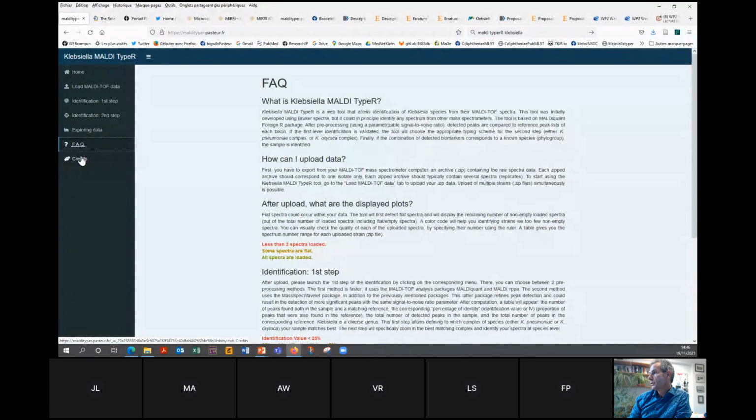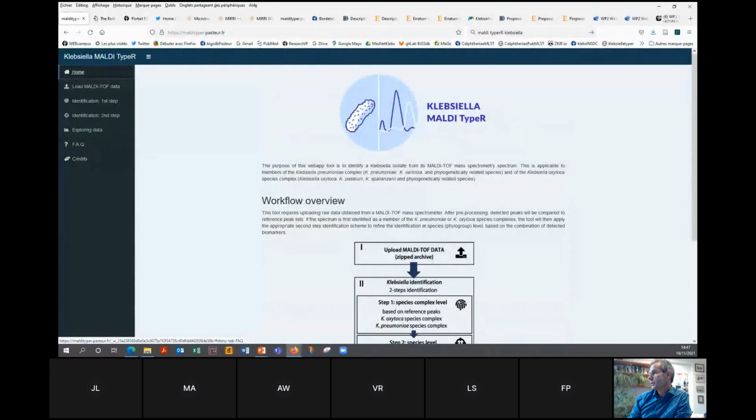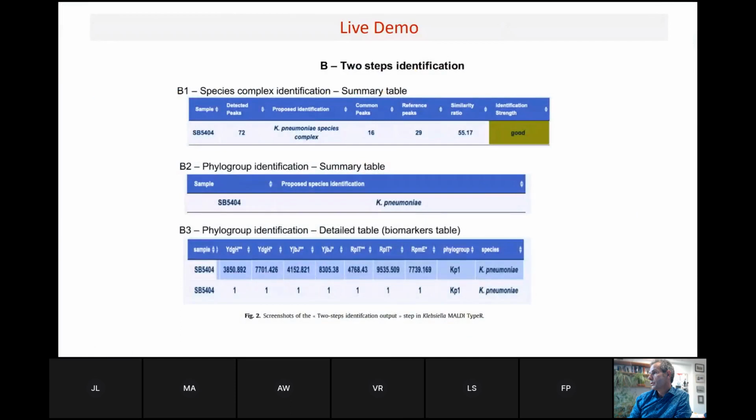So just to finish, there is a FAQ, frequently asked questions page, where you can find complementary information and also credits. In fact, this system was based on a previous version that was developed at INRAE by Sébastien Bridel, Eric Duchaud, and colleagues in Jouy-en-Josas. All right, I'm not sure I'm not late, so I will now try to go back to the presentation.